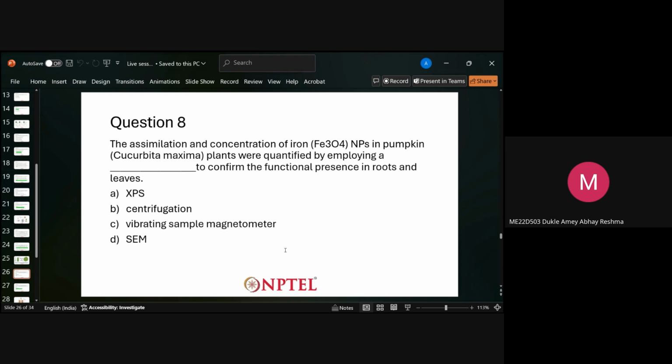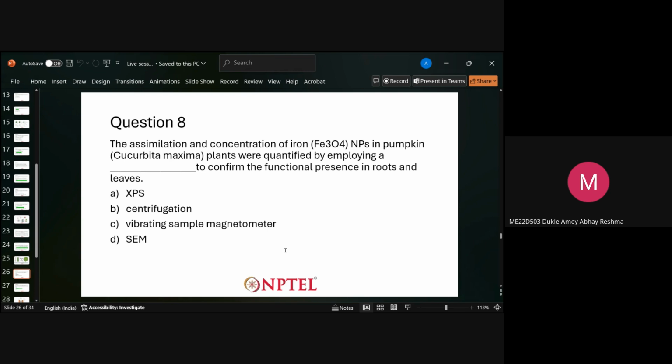I'll repeat the question again. The assimilation and concentration of iron nanoparticles in pumpkin, Cucurbita maxima plants were quantified by employing a dash to confirm the functional presence in roots and leaves. XPS, centrifugation, vibrating sample magnetometers. So, just to give an example, I think many of you might not be knowing this technology, so we'll go one by one through all the technologies.